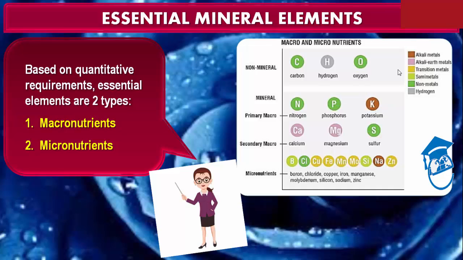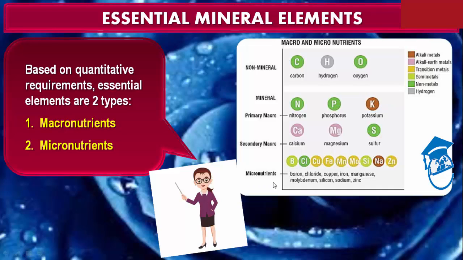Based on the quantitative requirements, essential elements are of two types. First is macronutrients and second is micronutrients. As I told you, these are the non-minerals: carbon, hydrogen and oxygen. And minerals are categorized into three categories: primary macro, secondary macro and micro. Primary macro are of three types: nitrogen, phosphorus and potassium. And secondary macro are of three types: calcium, magnesium and sulphur.